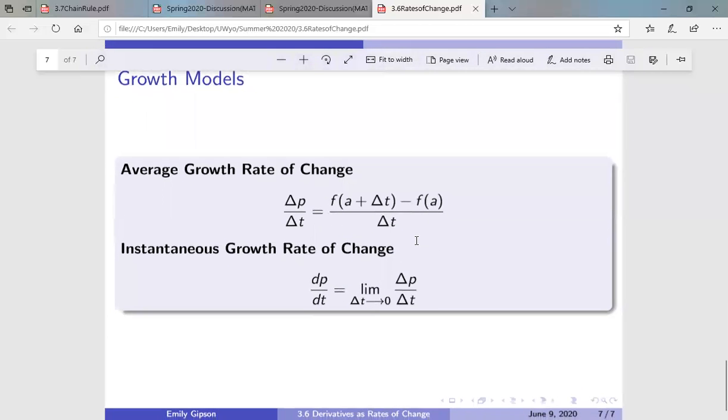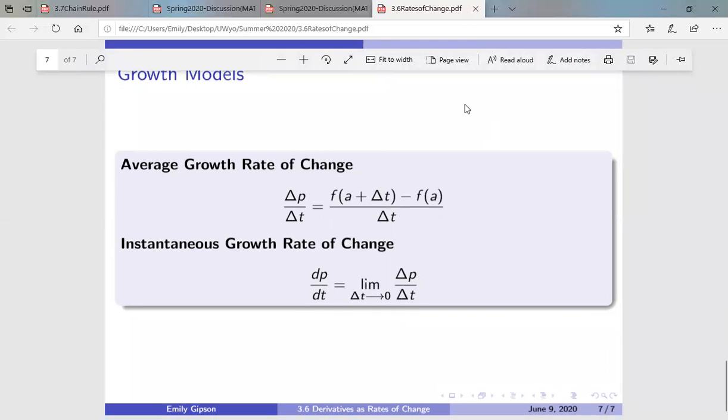So if we can talk about growth, we can talk about the average growth rate of change, and that's just going to be delta P over delta T, and that's the exact same definition we had for average velocity from the previous slides. And if we've got a delta T in the denominator, we can always take the limit as delta T approaches 0, and that's going to be dP dt, so the instantaneous growth rate of change is equal to the limit as delta T approaches 0 of delta P over delta T. And that's the end of today's lecture.